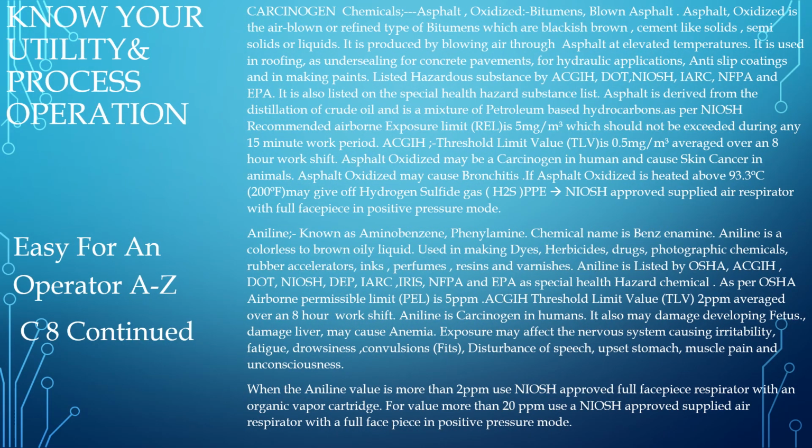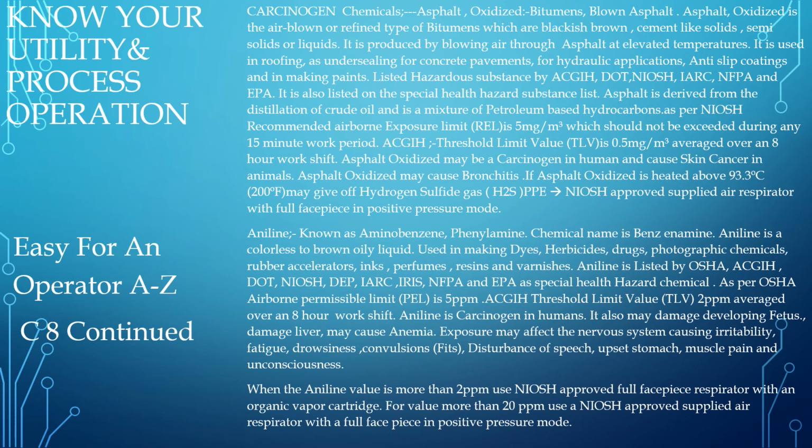Hi friends, in this episode we'll see some more important terminology starting with C, particularly carcinogenic chemicals. Asphalt oxidized is known as bitumen or blown asphalt. It is the air-blown or refined type of bitumen, which is a blackish-brown, cement-like solid, semi-solid or liquid. It is produced by blowing air through asphalt at elevated temperature.